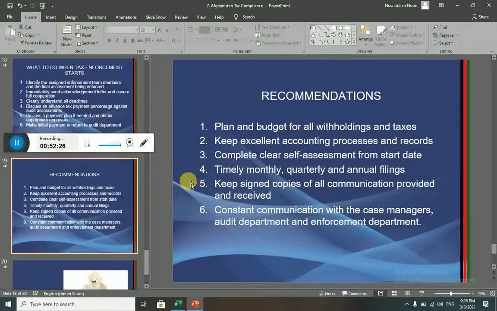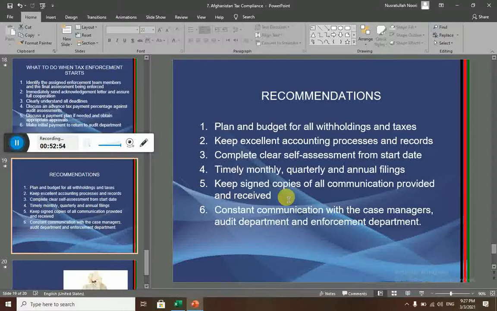Okay. What are recommendations? Plan and budget for all withholding taxes in advance. Keep excellent accounting process and records. Complete clear self-assessment from start date. Timely monthly, quarterly, and annual filings. Keep signed copies of all communication provided and received. Constant communication with the case managers, audit department, and enforcement department. These three are the key departments within the tax office.